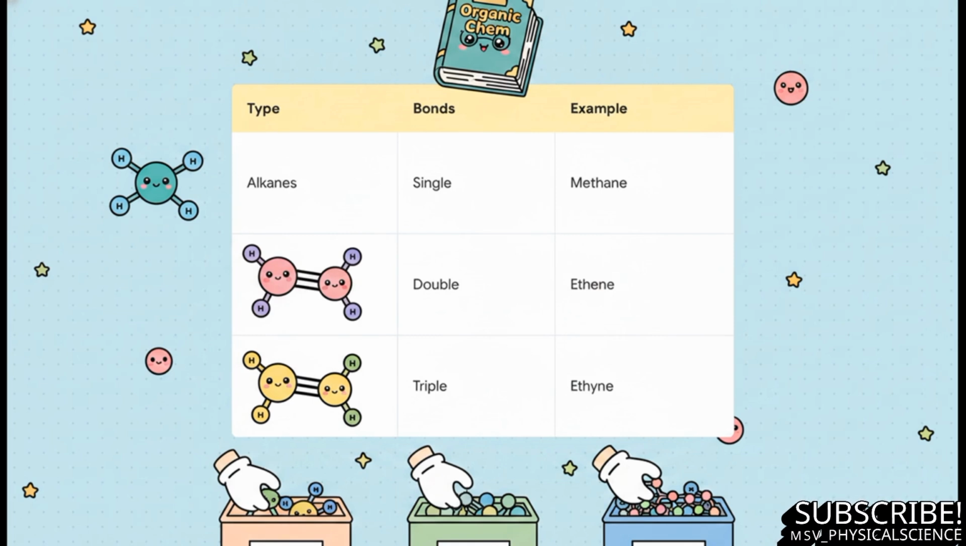We basically categorize them based on their bond types. If they only have single bonds, they are alkanes, like methane gas. If they feature double bonds, they are alkenes, like ethene. And if they step it up a notch to triple bonds, they are alkynes, like ethyne.